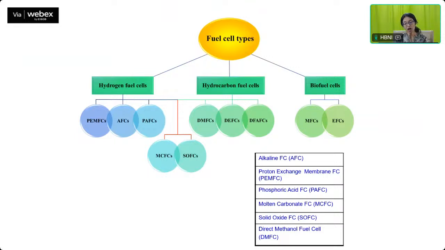Then you can have hydrocarbon fuel cells, where hydrocarbon is used as a fuel. You have the direct methanol fuel cell, or DMFC. You can have the direct ethanol fuel cell, or DEFC. Or you can also have DFAFC, which are other kinds of hydrocarbon fuel cell. Then you can also have the biofuel cell, the fuel cell where you use biofuels, or else you can also have EFCs.